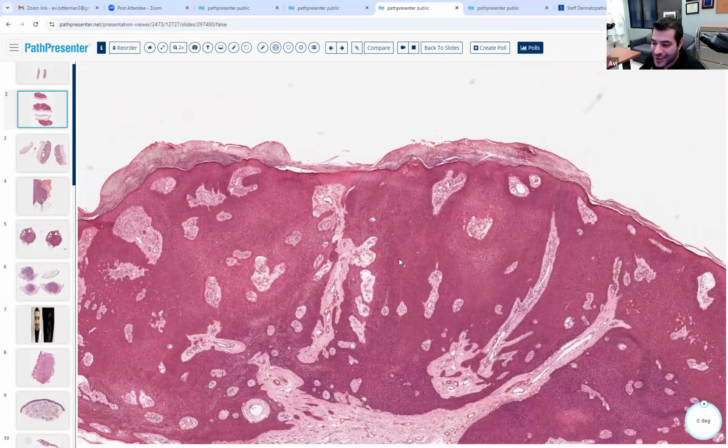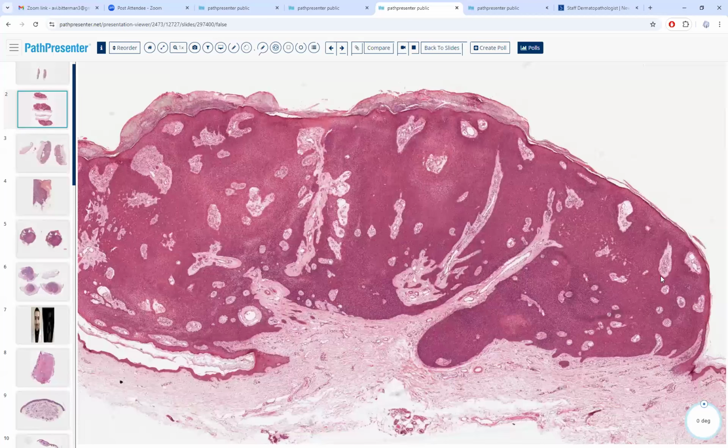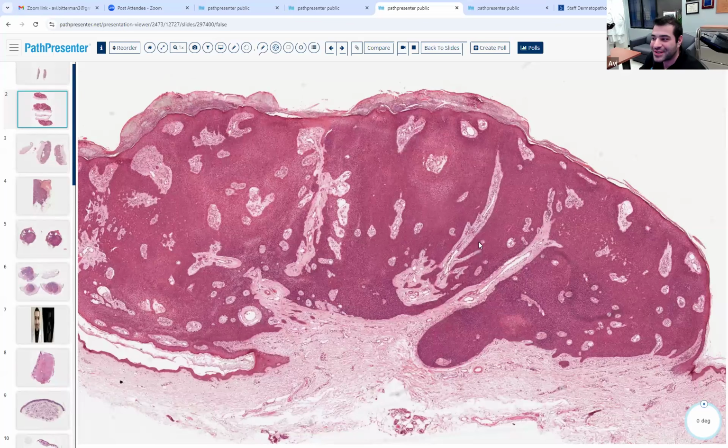So hydroacanthoma simplex would be... What? Do you want me to get headphones? Let me just. Yes, Lauren. Yes, that would be a good idea.